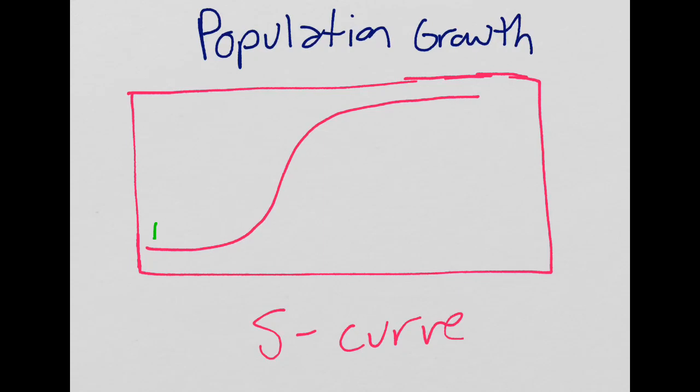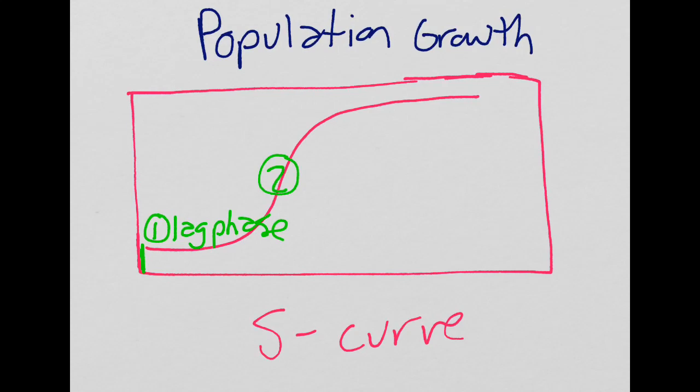So right here at number 1 is the lag phase. And the lag phase is where there isn't high population. See, there's not much here, and so it can't grow much. There might be a lot of resources, but with maybe only a few couples of organisms, they can't reproduce very quickly.